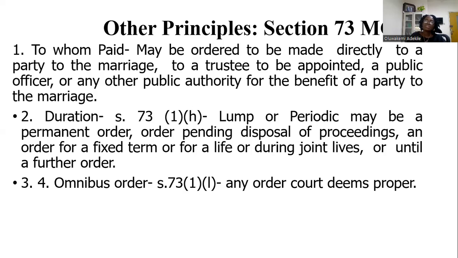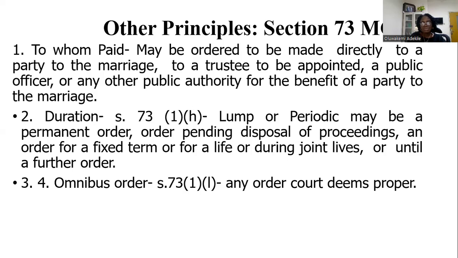So it could be, if it's a lump sum, of course, you pay it once and for all, and that is it, especially when it's for a spouse. If it's a periodic order, the periodic order that is given as a temporary order pending disposal of proceedings will, of course, terminate when the principal proceedings are had, and then you give a permanent order.